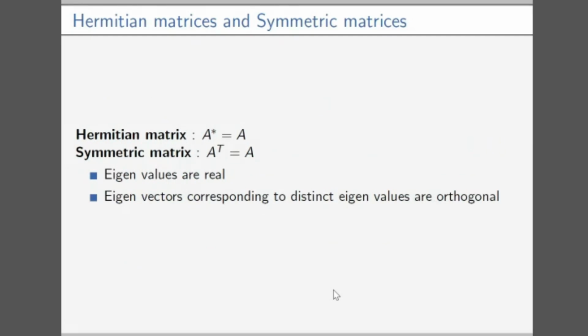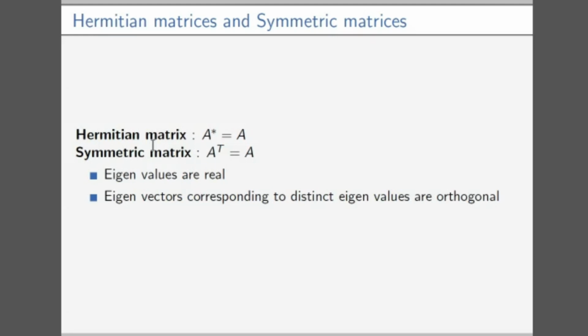Okay, next set of matrices is Hermitian matrices and symmetric matrices. So now we'll be having a notation that is A star. For a matrix A, A star denotes the conjugate transpose of that matrix A. That is, we'll be finding the conjugate of all the elements in A, and then we'll be taking the transpose of that newly obtained matrix, that is A star.